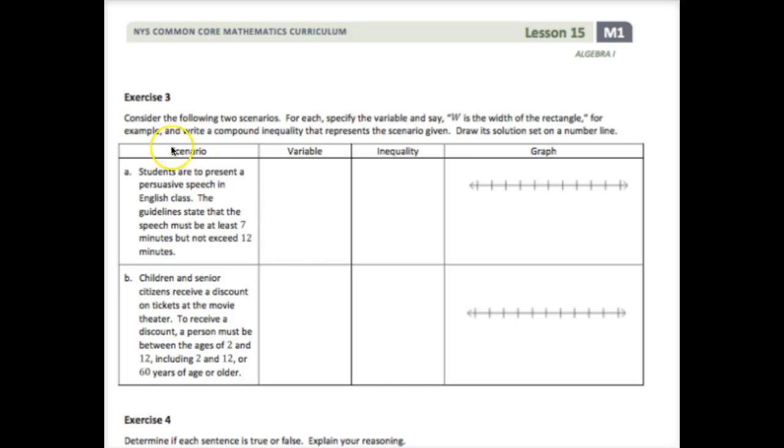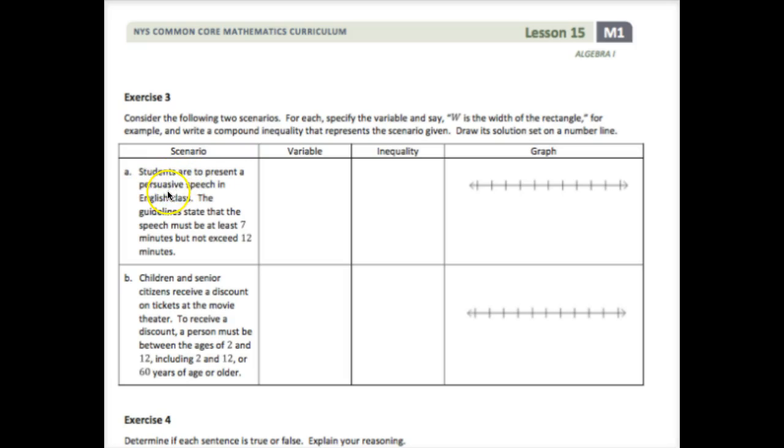Exercise 3. Consider the following two scenarios. For each, specify the variable and say something like W is the width of the rectangle. And then write a compound inequality that represents the scenario given. Draw its solution set on the number line.